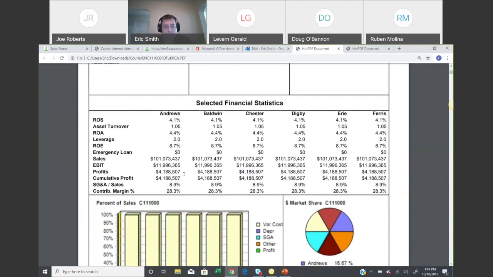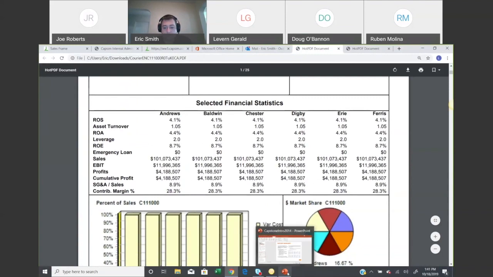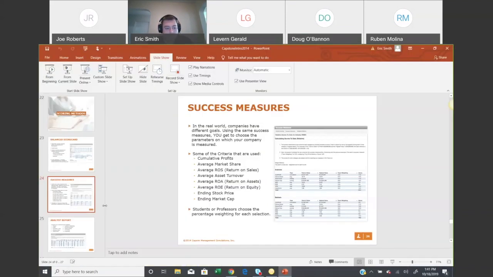Okay. So the training course focuses on the comparative profit, and the average stock price. Right. Cool. That works.